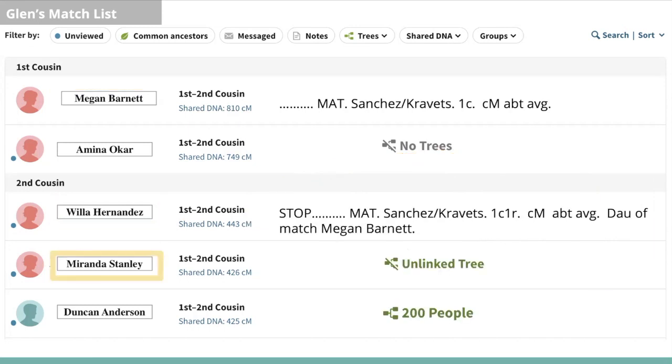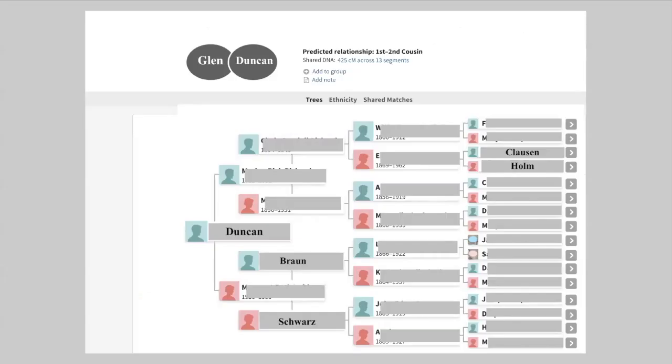Let's go back to Glen's overall match list. We're going to skip Miranda Stanley since she has an unlinked tree and her name isn't familiar to Glen. And let's look at Duncan Anderson. Let's go to his match page. In Duncan's tree, we find that he shares two sets of ancestors with Glen. Glen and Duncan are third cousins on the Clausen-Holm line and first cousins once removed on the Braun-Schwartz line.